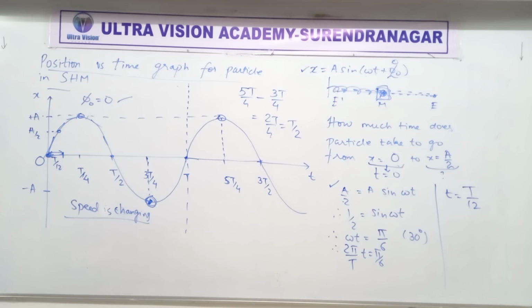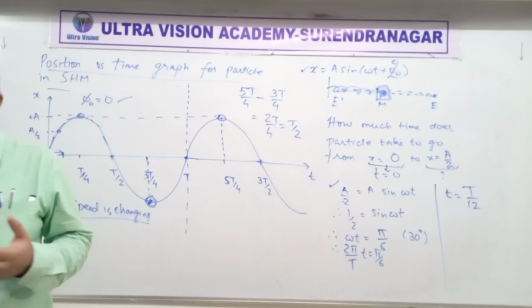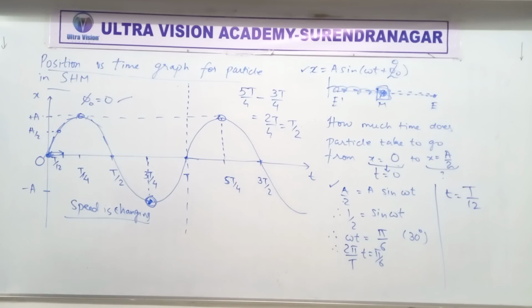We will continue the next time. Make sure you remember all this, the equations that we have learned, the meaning and use of all those terms of phi 0, omega and A. Next time we will draw the graph for other values of phi 0.